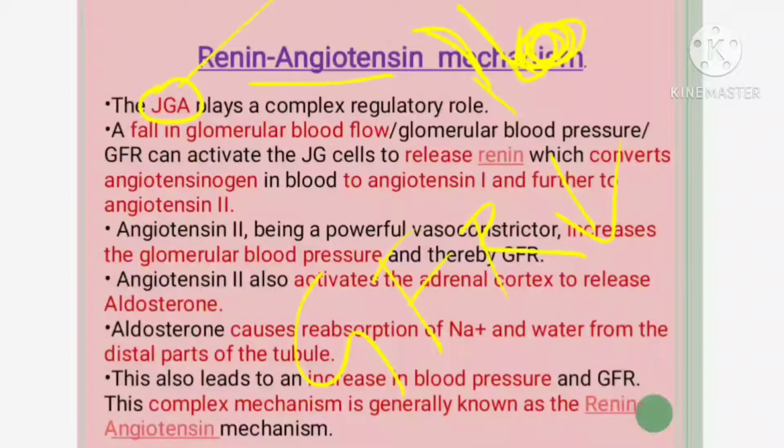So immediately the JGA, the juxtaglomerular apparatus, when it detects that the glomerular blood pressure is less and the filtration rate is less, the JG cells, that is juxtaglomerular cells, will release a hormone called renin. So what are they releasing? A hormone called renin. When do they do so? When they see that the blood pressure exerted by the glomerulus is less. Automatically they will release a hormone called renin.